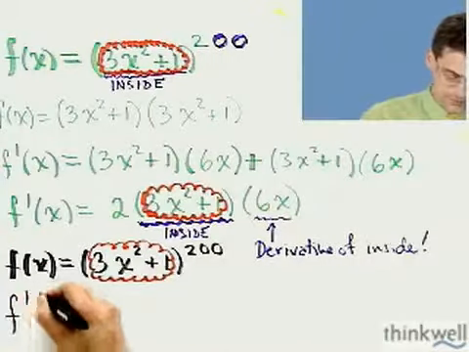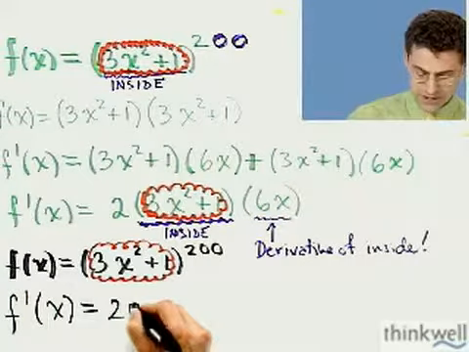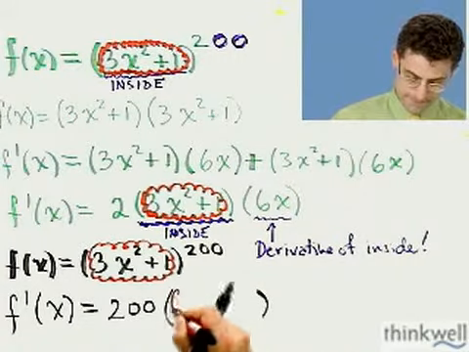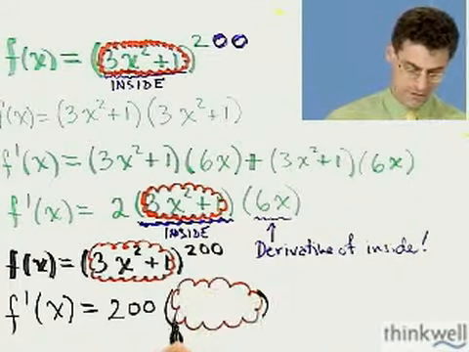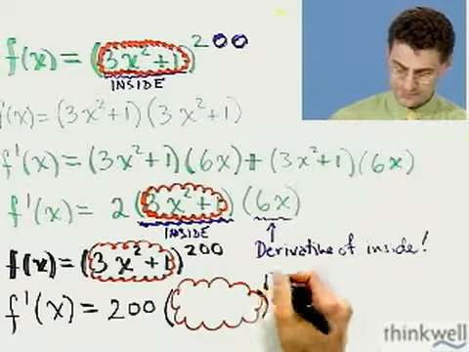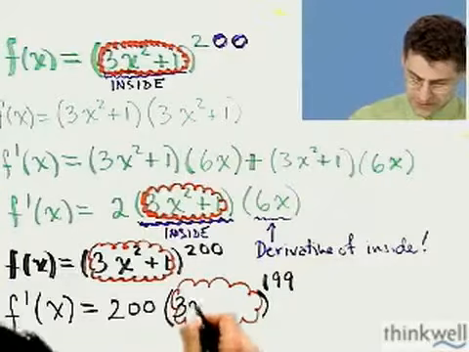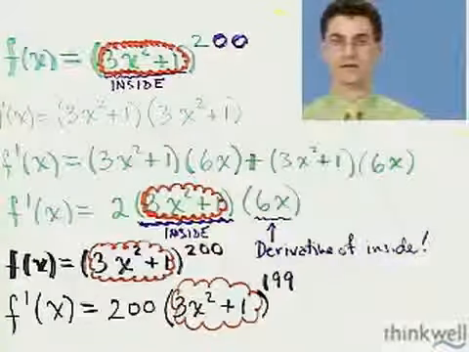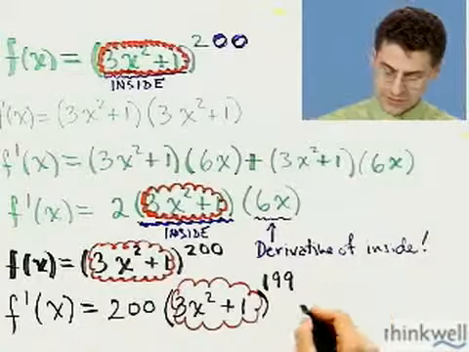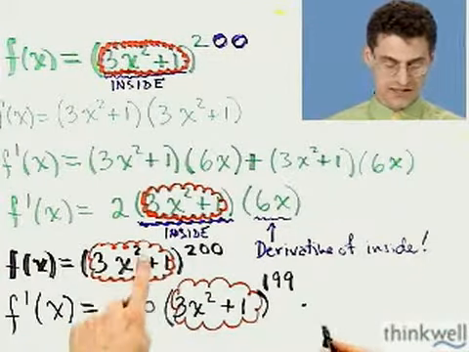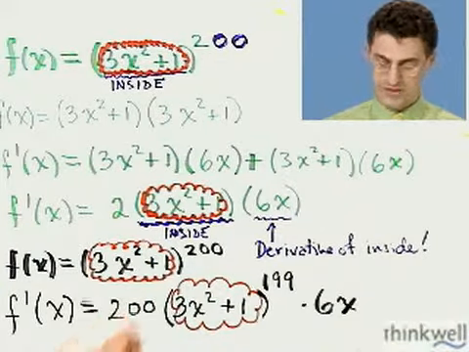And so the derivative is 200 times the blob raised to the 199 power. And what was the blob? Well, I'll write that in. 3x squared plus 1. But now I have to take into consideration that I peeled off that layer. I'm still left with something. I now have to take the derivative of the blob. So I multiply this by the derivative of the inside. And the derivative of that inside is, well, 6x plus 0.